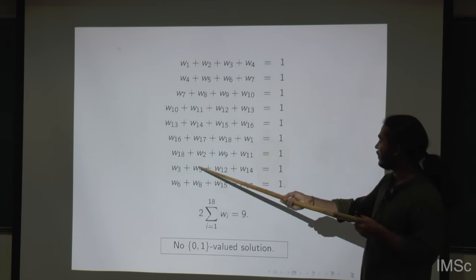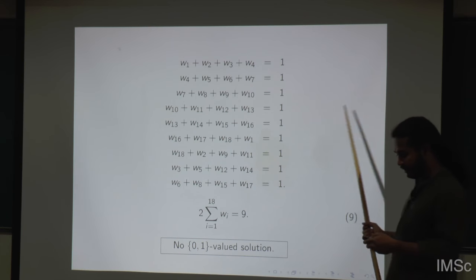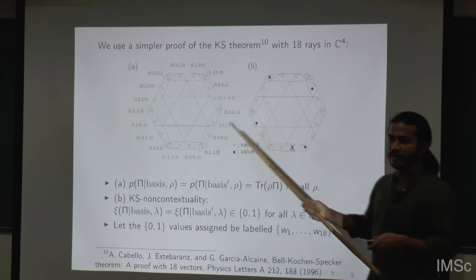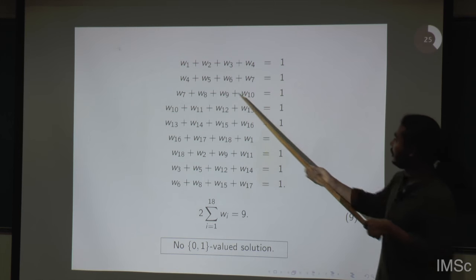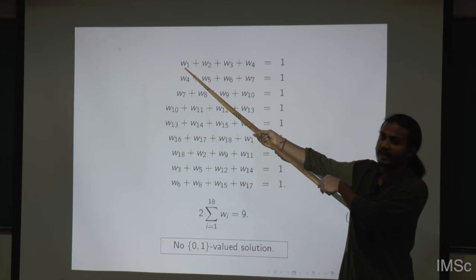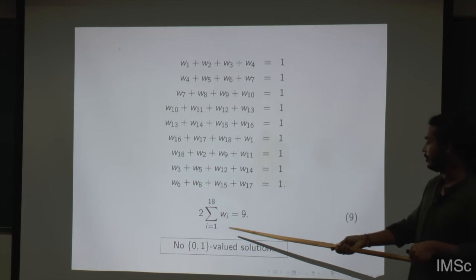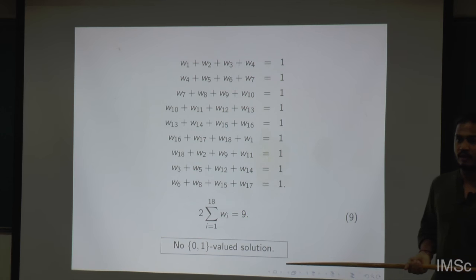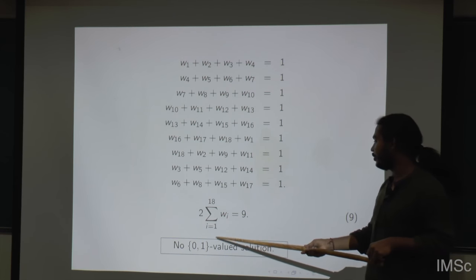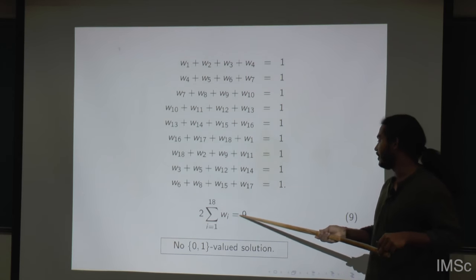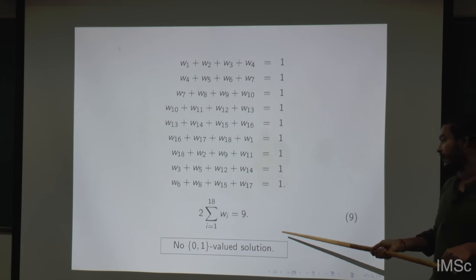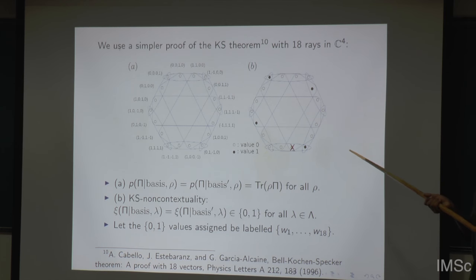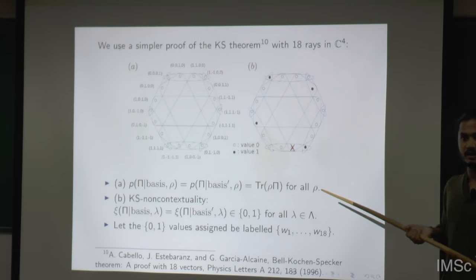So I've just written that down as a set of 9 equations. Now if you sum the left hand side and the right hand side, then you see in this figure every node appears in 2 bases, right? Every projector appears in 2 bases. Therefore, every variable here appears twice in these equations. So if you sum these up, you get 2 times the sum over W1 to W18. And you know that there's no 0, 1 valued solution to this because on the right-hand side, you have 9, right? So it's not possible to build an ontological model which satisfies Kochen-Specker non-contextuality for this.